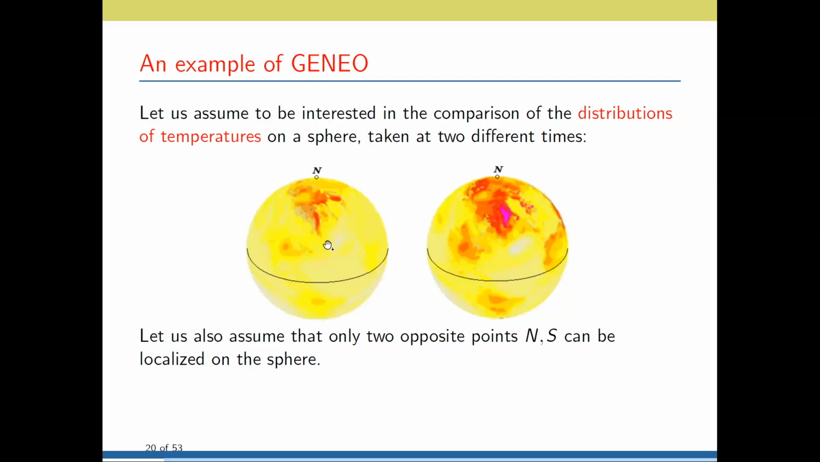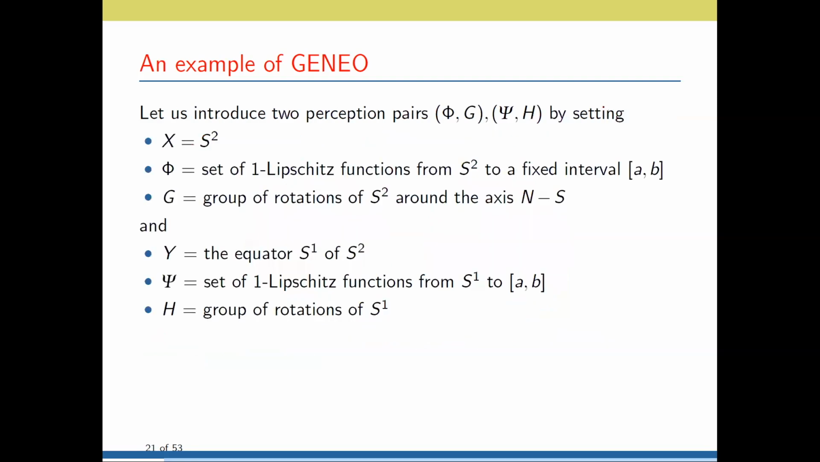Now consider that we cannot recognize countries on the sphere. We can just recognize the North Pole N and the South Pole S. Now, let us consider these two perception pairs. Phi, G is like this. The domain of our functions is S2, X is S2. Phi, the set of admissible functions, is the set of one-Lipschitz functions from S2 to our interval [A, B]. G is the group of rotations of S2 around the axis North Pole, South Pole.